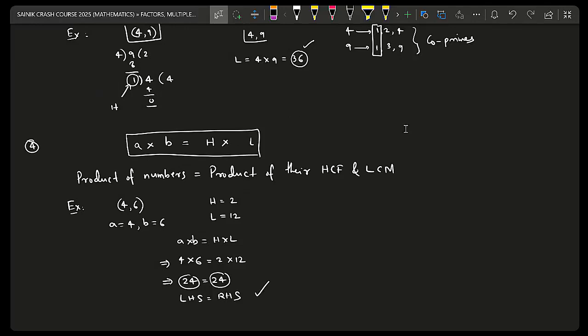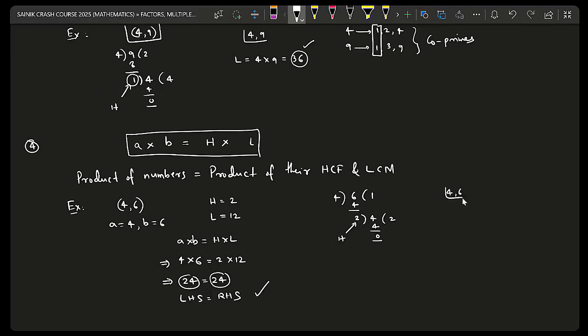For example, we took 4 and 6 here. What is the HCF we got? You know how to find the HCF of 4 and 6, the continued division method, right? With 4, we are going to divide 6. 4 ones are 4, remainder is 2. With 2 again we have to divide 4. 2 twos are 4, remainder is 0. So what is the HCF we got? 2.